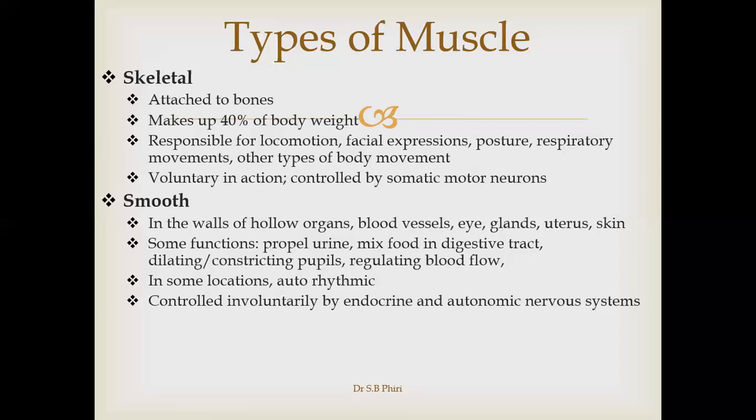In some locations, smooth muscle cells are autorhythmic. Autorhythmic means there is pacemaker activity. Some of them can function as pacemaker cells, capable of generating their own action potentials. That's why the GIT and also the heart are autorhythmic. It means that they contain pacemaker cells.